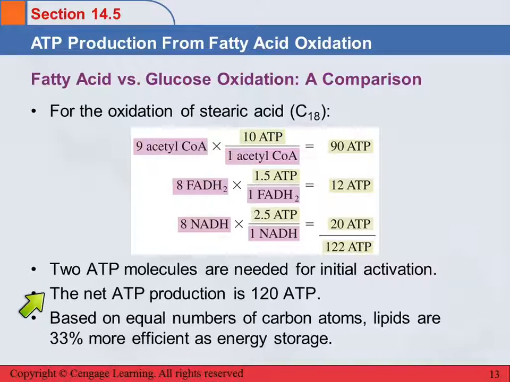Do you remember how many we got from one glucose molecule? 30. Now, the stearic acid is larger, right? It's 18 carbons instead of 3 carbons. But the difference is more than that. And so if you compare them based on equal numbers of carbons, the lipids are 33% more efficient as energy storage than the glucose, the carbohydrate, is. I think that's kind of interesting.